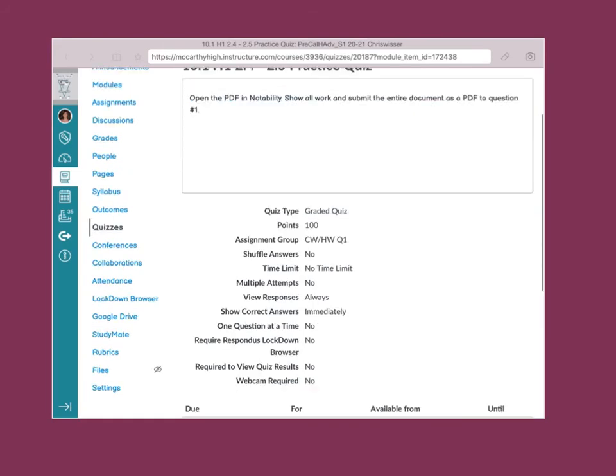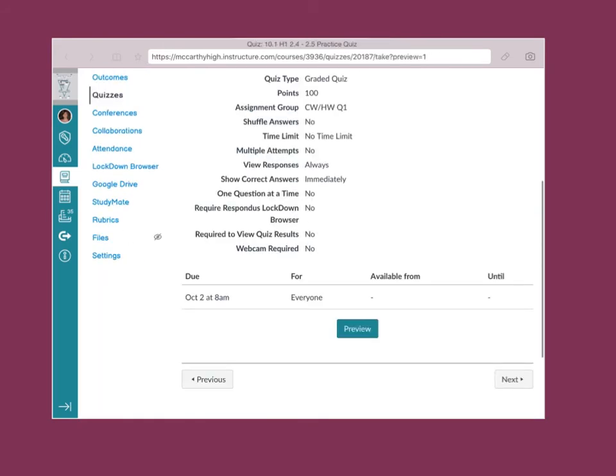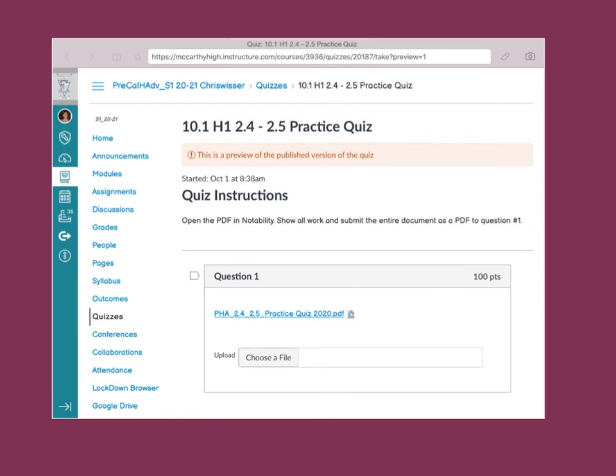So if you go to your first question, preview it. It's a PDF, okay? You're going to open the PDF. You're going to open it into Notability, or if you want to do it by hand, that's fine. Oh, I have to switch view.